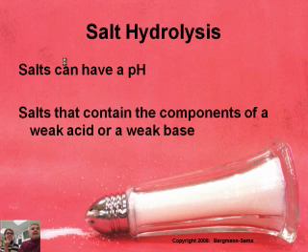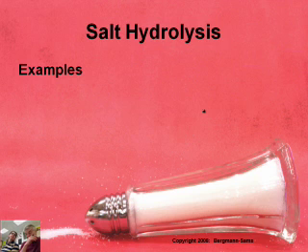All right. Now, how do we know that? Salts that contain the components of a weak acid or a weak base have a pH other than 7. It's important to understand. We're going to do a few examples to help you understand it. It's a good topic. If you take AP, you're going to get very used to this.